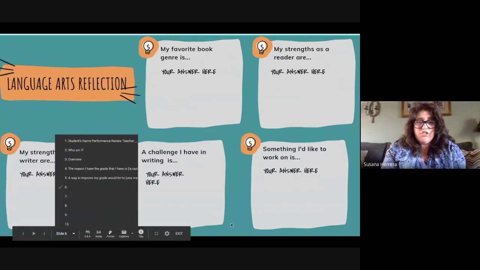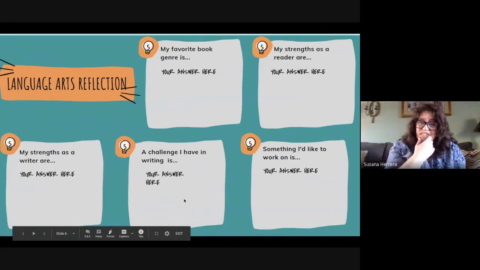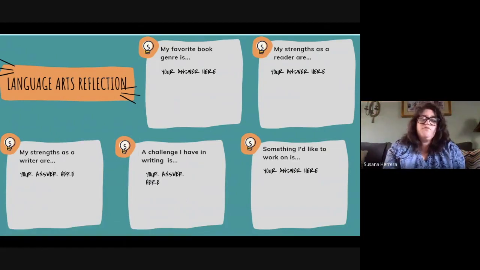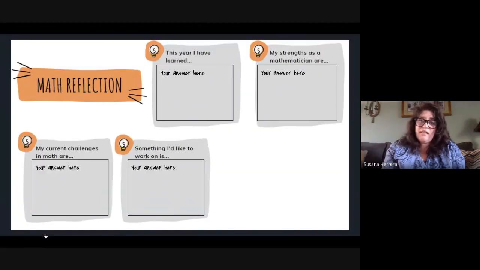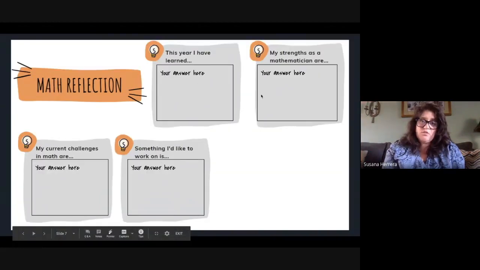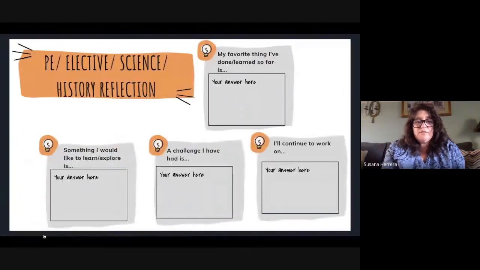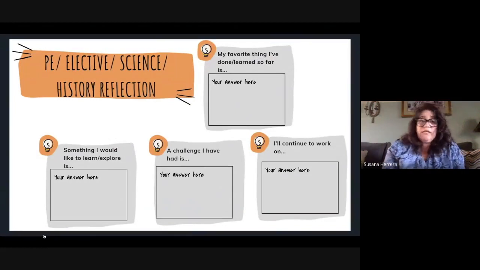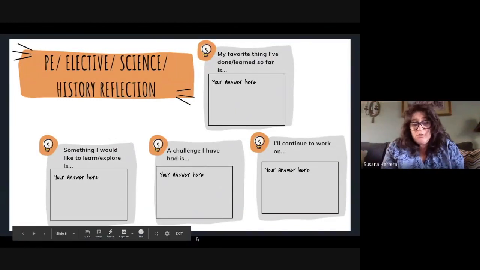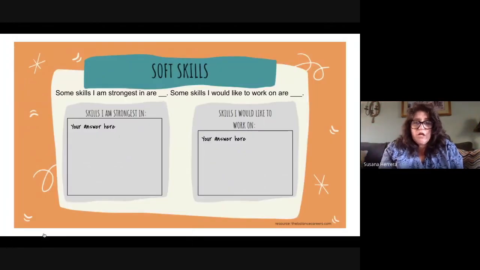So if this is for English language arts, if you teach a language arts class, you would select this slide. If it's a math class, you would select this slide, and they would answer these questions. And they would go over them very briefly. If it's a PE, science, foreign language class, or an elective class, you would select this one and keep this one in the slides. And then you would talk about some soft skills.